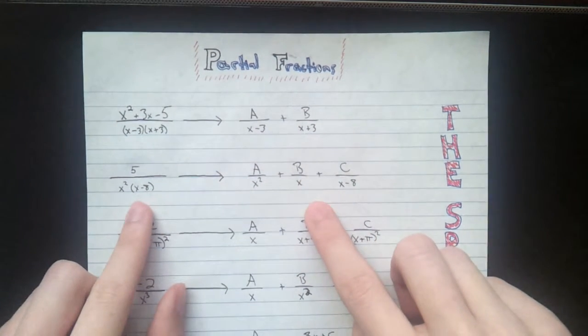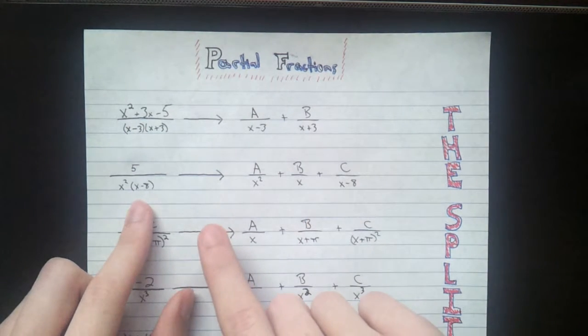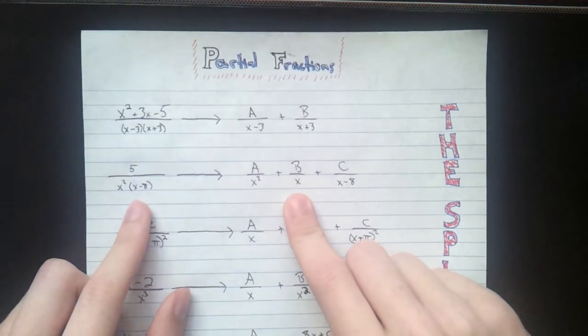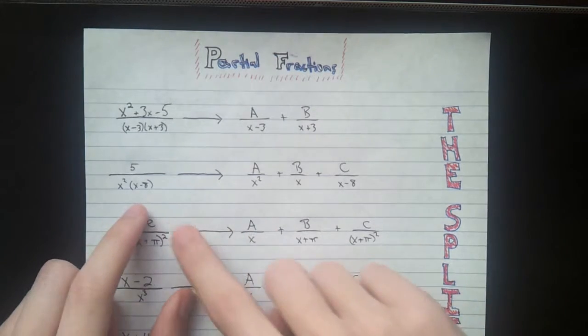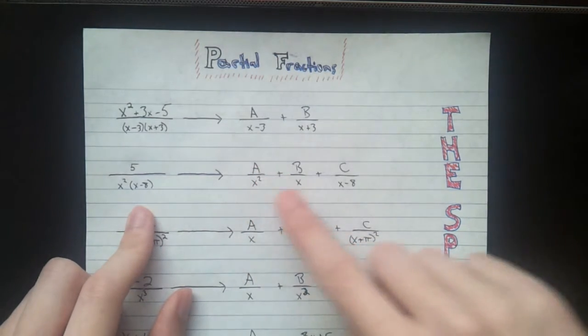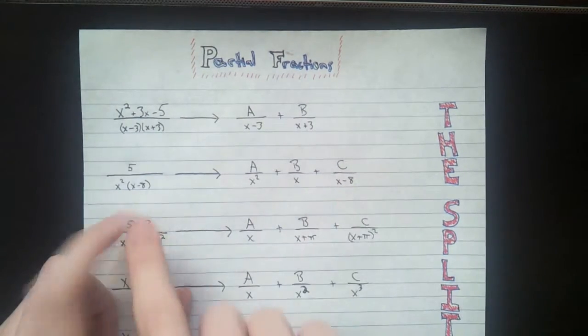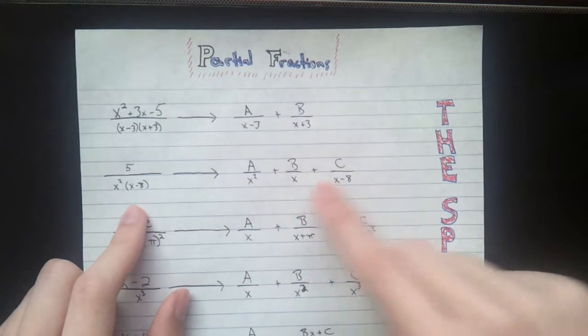Now, if you have something that's squared in the denominator, it's a little bit different. You have to do all powers of that factor. So here we have x squared times x minus 8. So over here we're going to have A over x squared plus B over x plus C over x minus 8. You have to count that power down to 0 every time. But you don't take the 0 because that's just a constant.